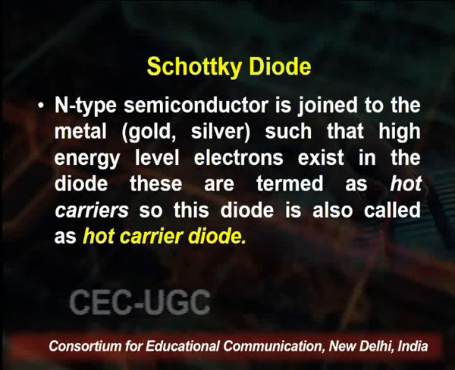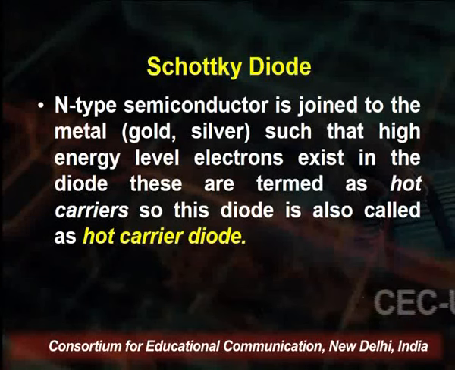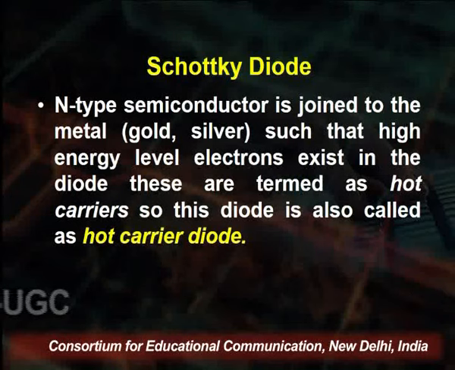Next is the Schottky diode, where the N-type semiconductor is joined to a metal, like gold or silver, such that high energy electrons exist in the diode. These are termed hot carrier diodes, and so this diode is called a hot carrier diode. Why is it called a hot carrier? Because the N-type semiconductor is joined to the metal, gold or silver, such that high energy electrons exist in the diode. So this is termed a hot carrier: a large number of electrons at a high energy level.